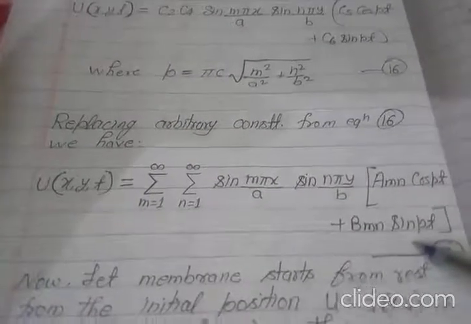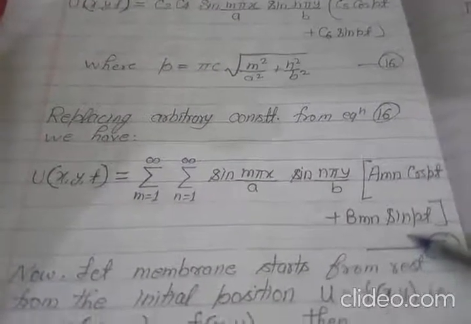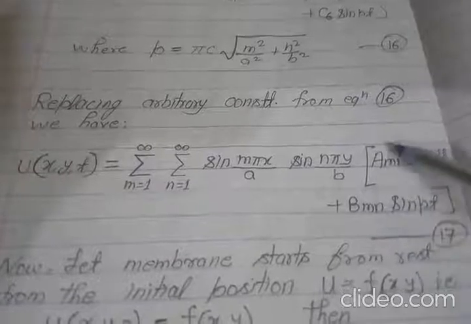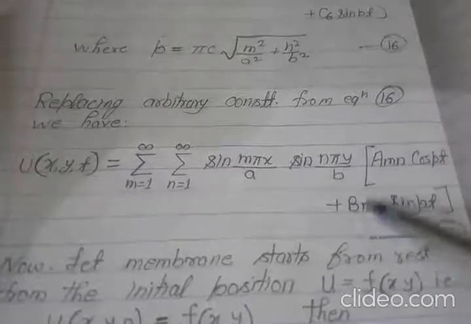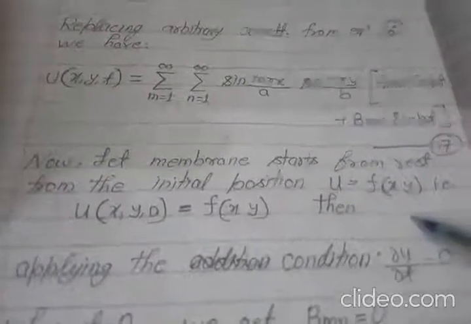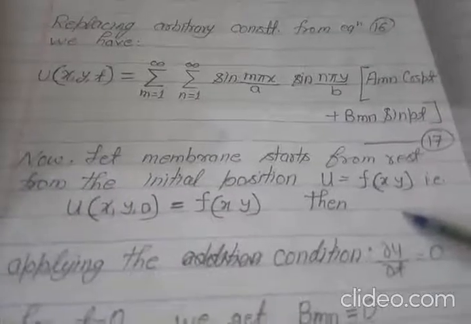Now equation 17 is the reduced solution for the given two-dimensional heat equation, but here we are seeing two constants, A_mn and B_mn. We will find the values of A_mn and B_mn by the given boundary conditions, and after that we will find the reduced solution for the given equation.